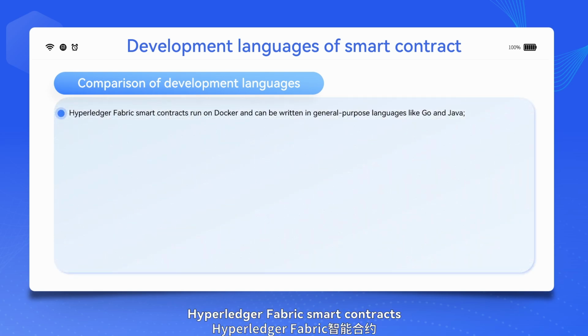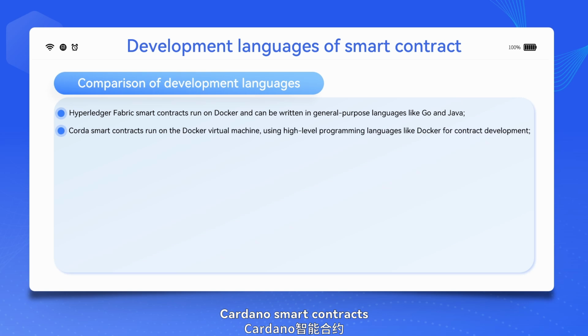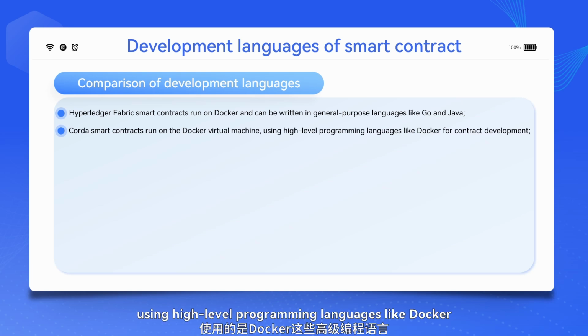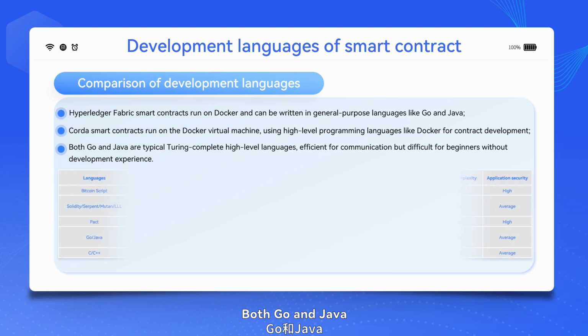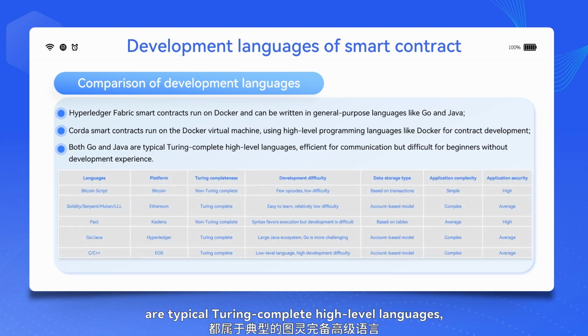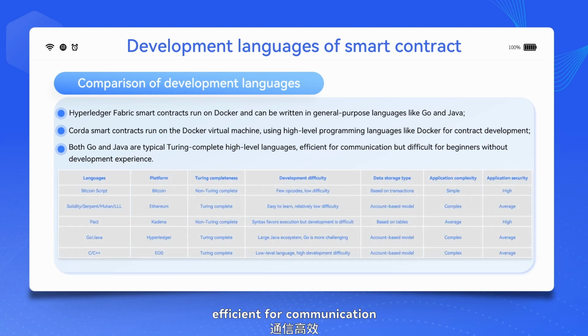Hyperledger Fabric smart contracts run on Docker and can be written in general-purpose languages like Go and Java. Cardano smart contracts run on the Docker virtual machine, using high-level programming languages like Docker for contract development. Both Go and Java are typical Turing-complete high-level languages, efficient for communication but difficult for beginners without development experience.